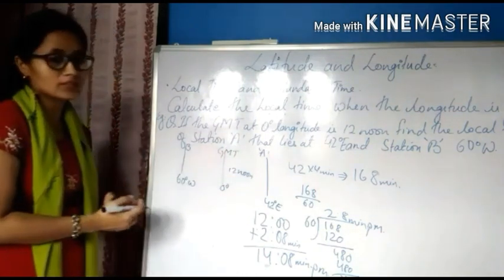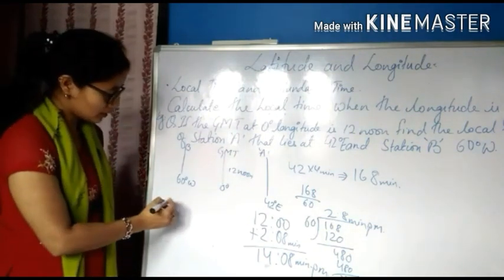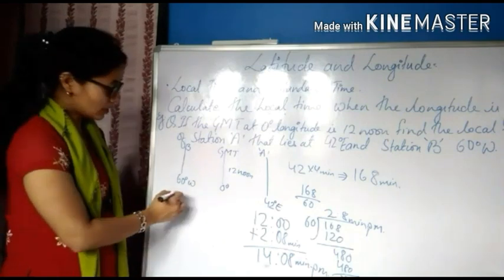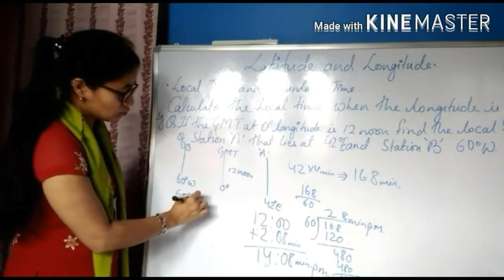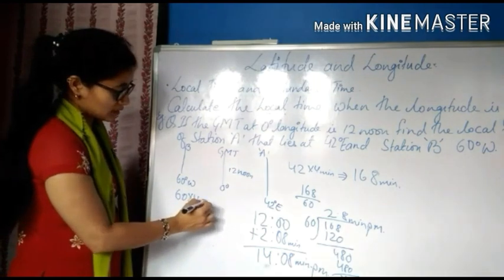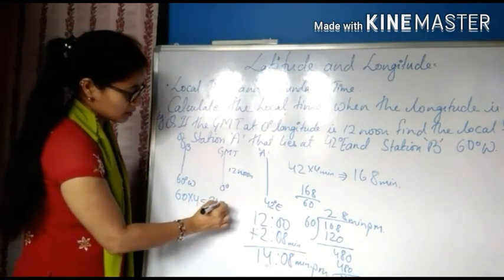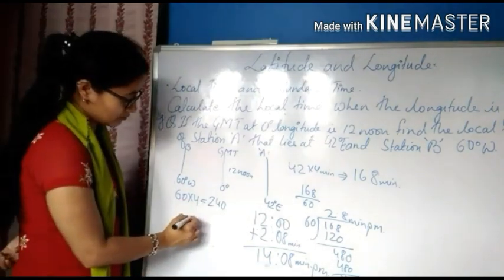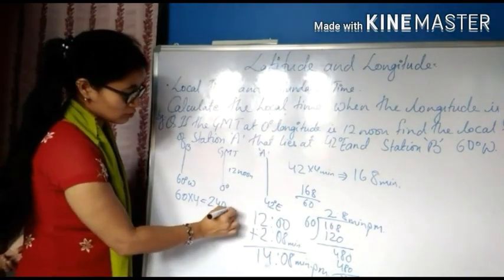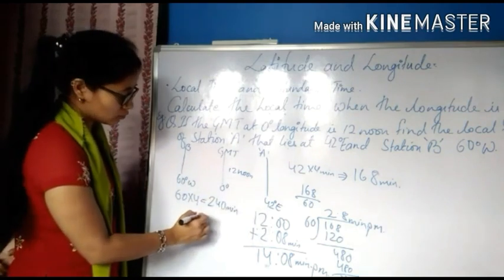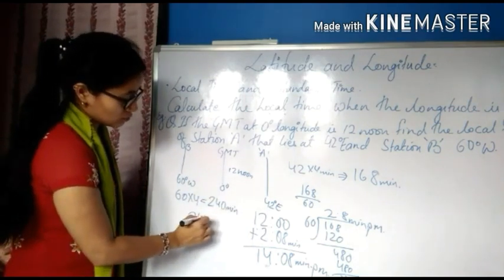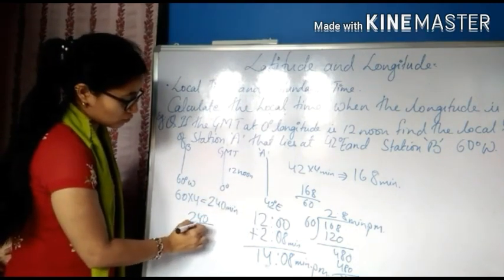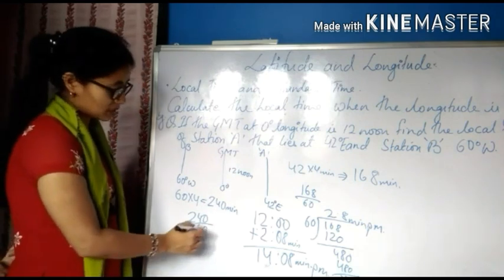Now, let us move on to the Western Hemisphere. In the Western Hemisphere, what do you have to do? Same thing, 60 into 4. How much will you get? 6 4s are 24, so 240 minutes. Then what do you have to do? You have to convert into hours. To convert into hours, divide by 60.